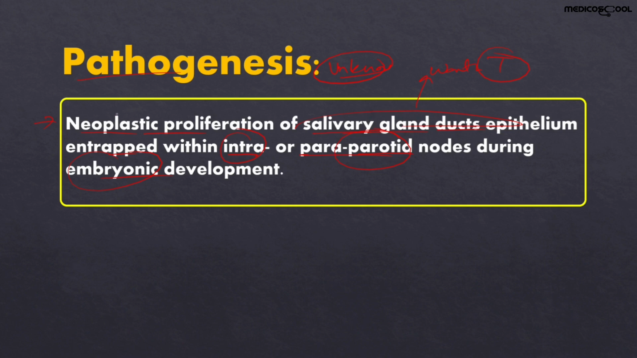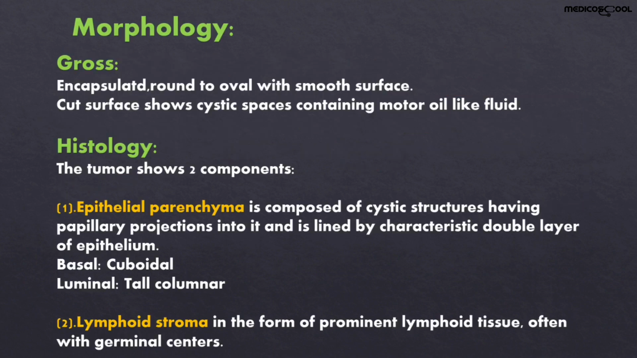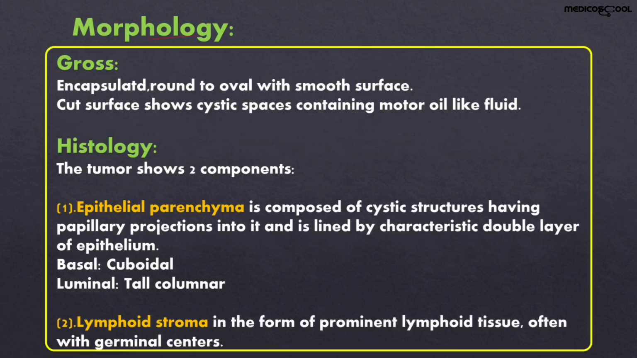And now, what causes the neoplasia? As I have already discussed, smokers are most commonly involved, so smoking can cause irritation of this salivary gland ductal epithelium, which in turn can lead to the neoplastic proliferation in the Warthin tumor. Now let's talk about the morphology of the Warthin tumor.